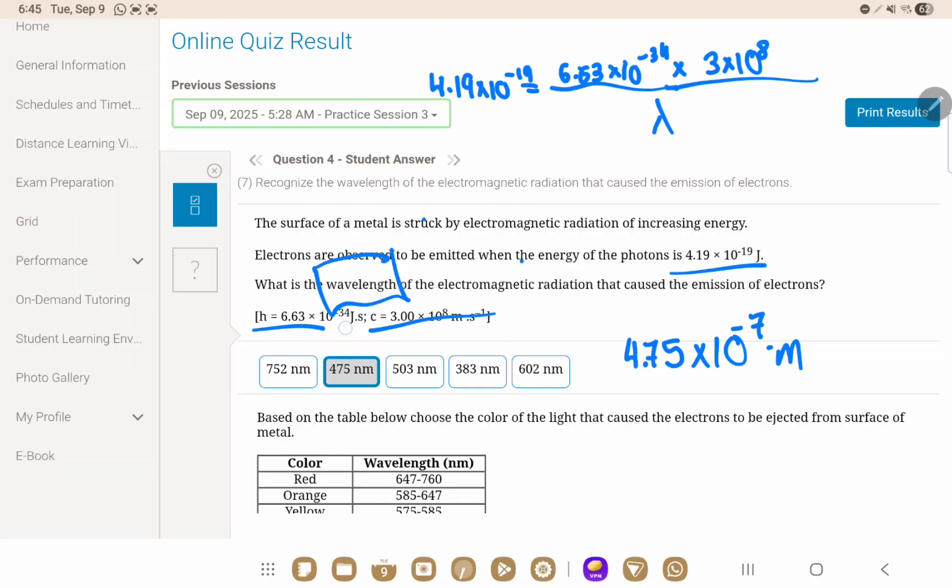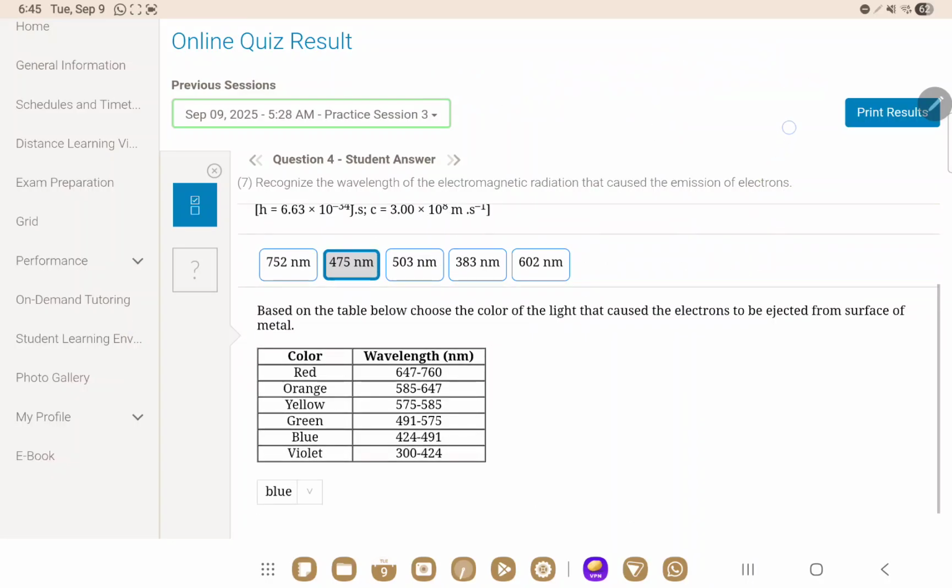10 to the power of 9 makes it 4.75 times 10 to the power of 2, which is 475. Now for the next part, you need to see 475 is between which of these ranges? It's definitely not between these two, nor these two, nor these two. Is it between 491? No. 424 and 491? Yes, so it is a blue light that has this wavelength. Moving on.